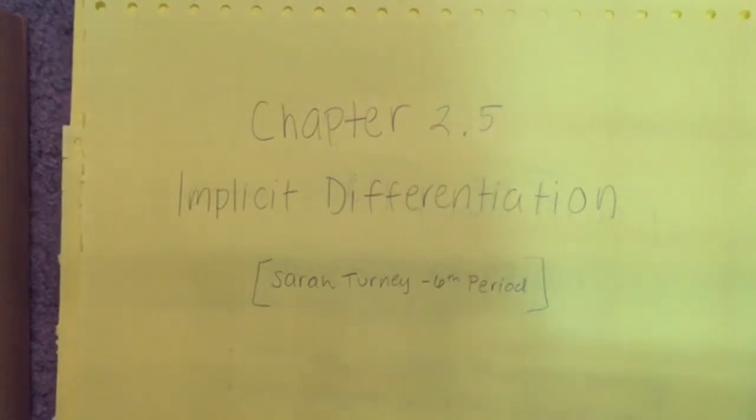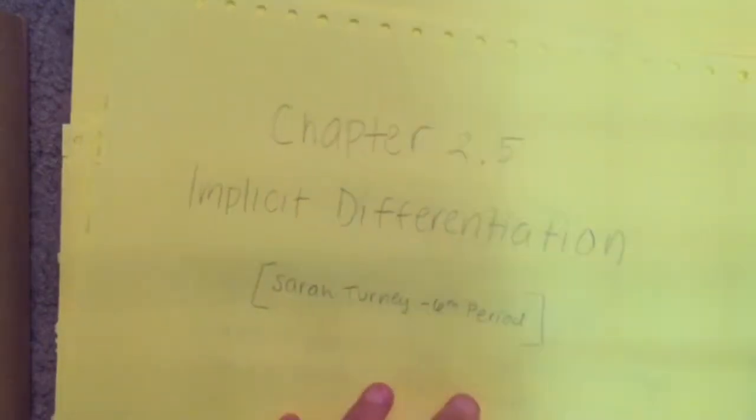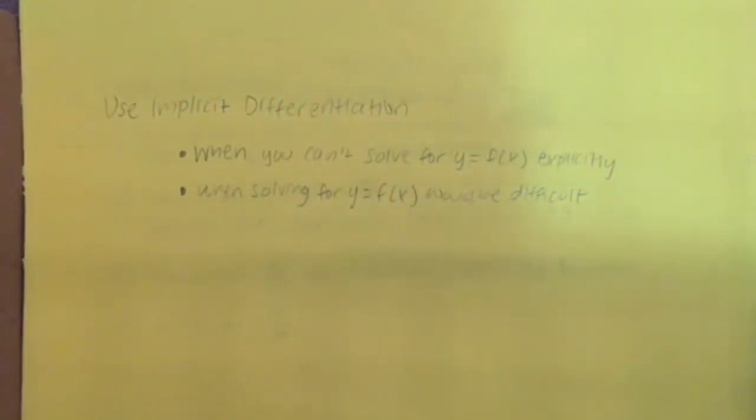Okay, this video is going to be about implicit differentiation from chapter 2.5. There are certain reasons why you would need to use implicit differentiation. The first reason is if you can't solve for y equals f of x explicitly, and the second reason is if solving for y equals f of x would be difficult.